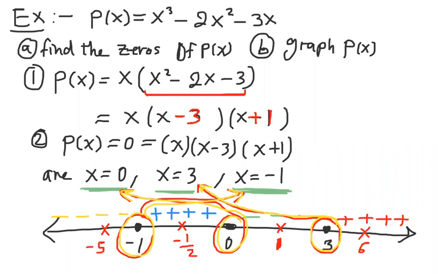So now, after you put the zeros, you pick any number greater than 3, like 5, 10, 100, 1,000, whatever. The answer is always positive. Any number between 0 and 3, the answer is always negative. Here always positive, here always negative. Any question?